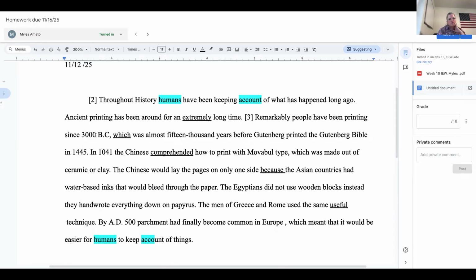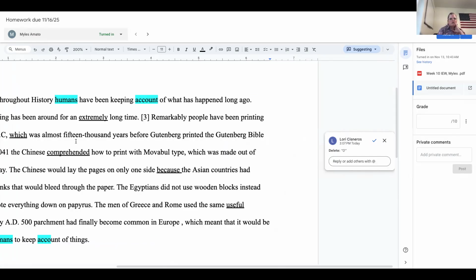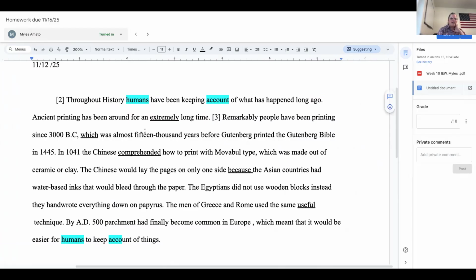I wonder if this is supposed to be 300 BC. Yeah, I think so too. I was like, I'll fix that for you. No, I'm sure it's 3,000. Oh, it is? Yeah, it is. BC. Okay, that's why. I was like, wait, that math doesn't work, but you're right. BC, before Christ, right? Okay.